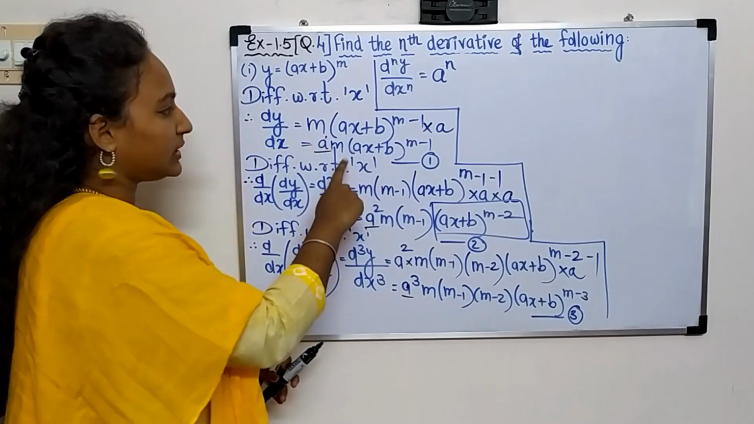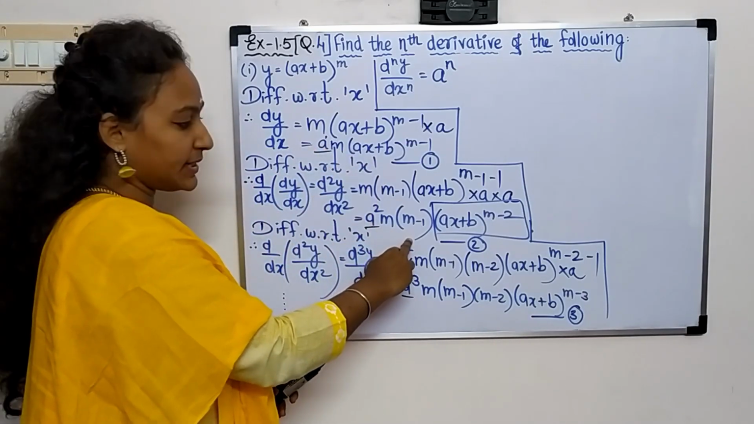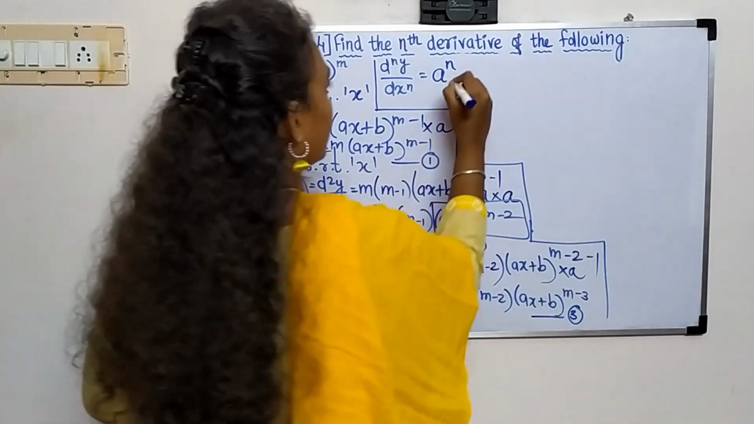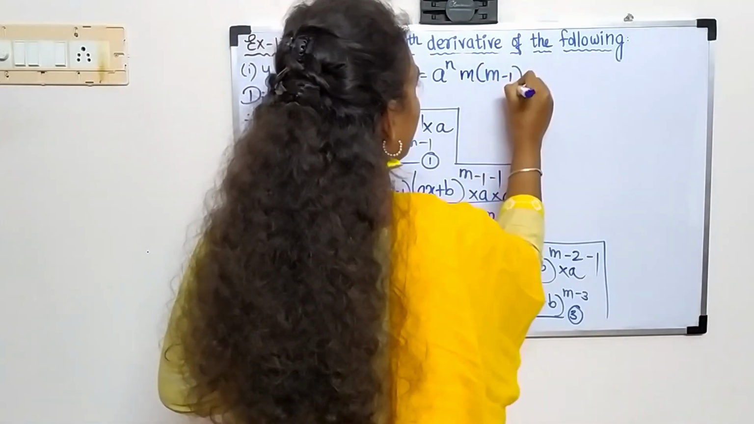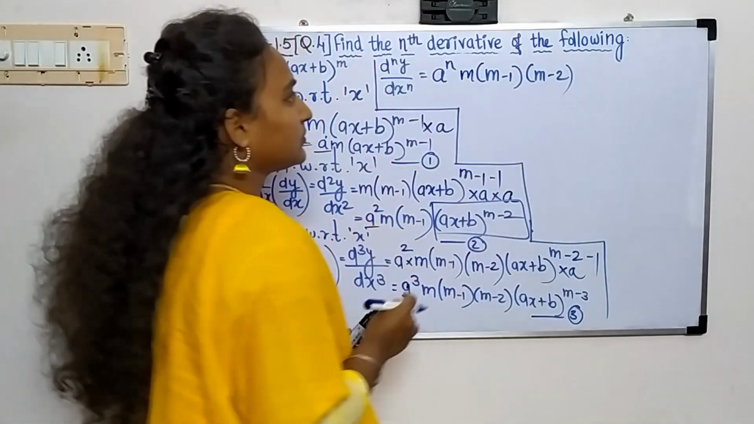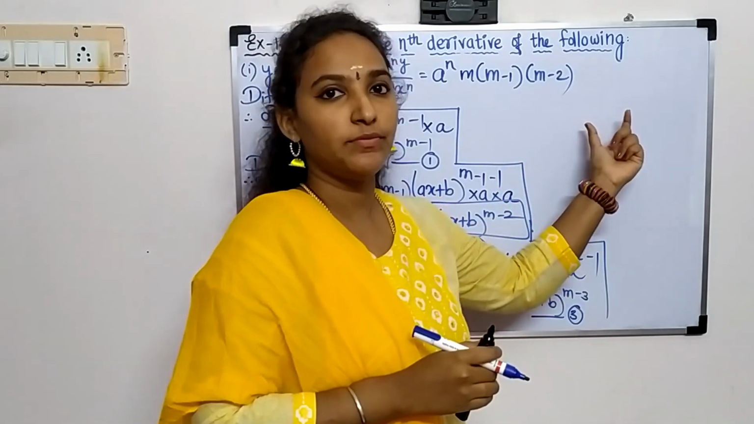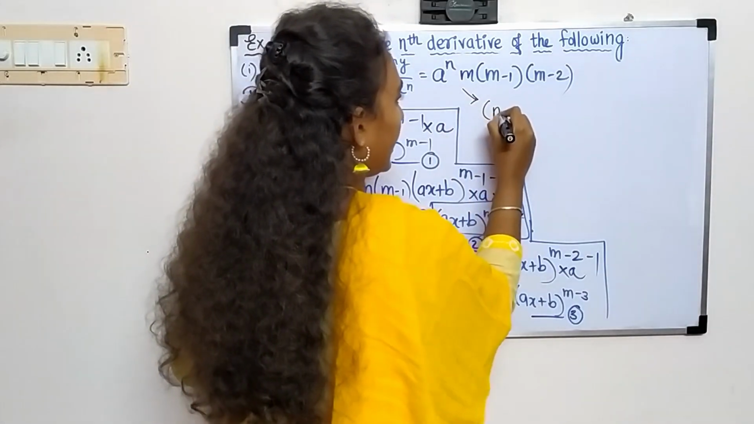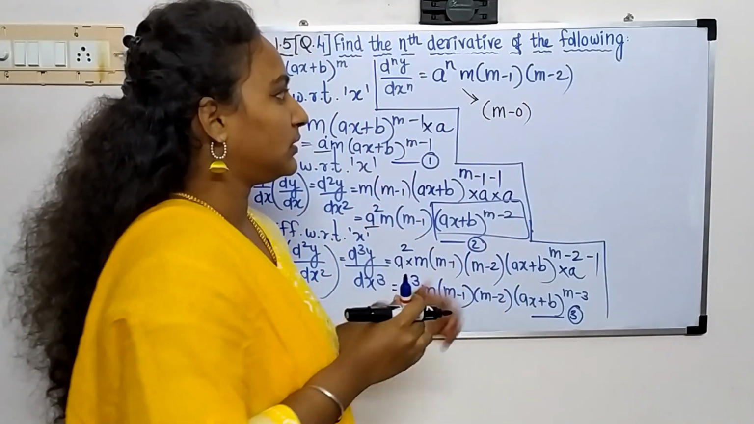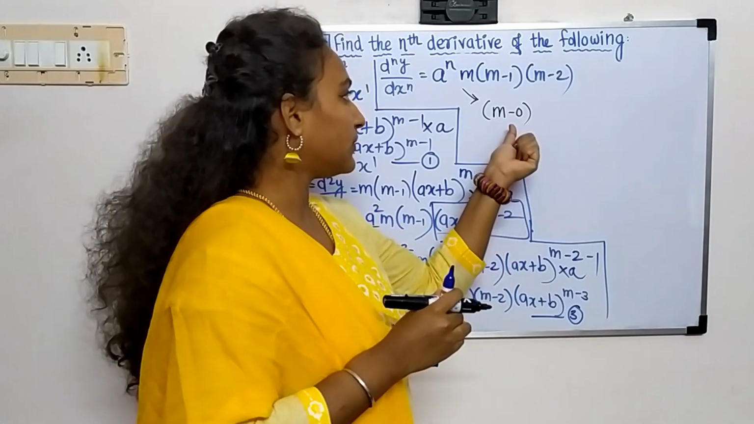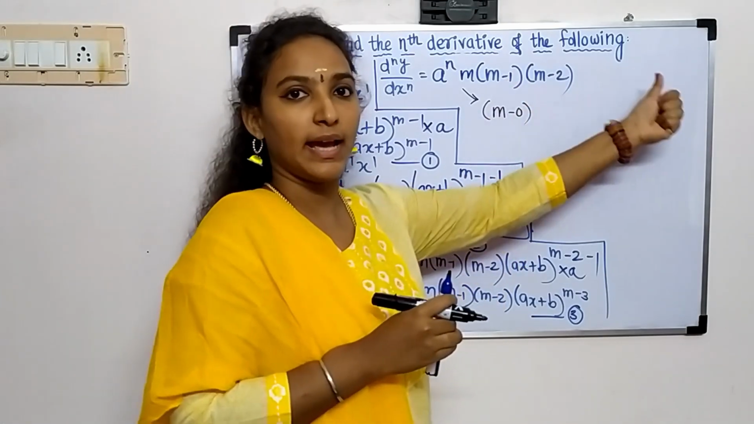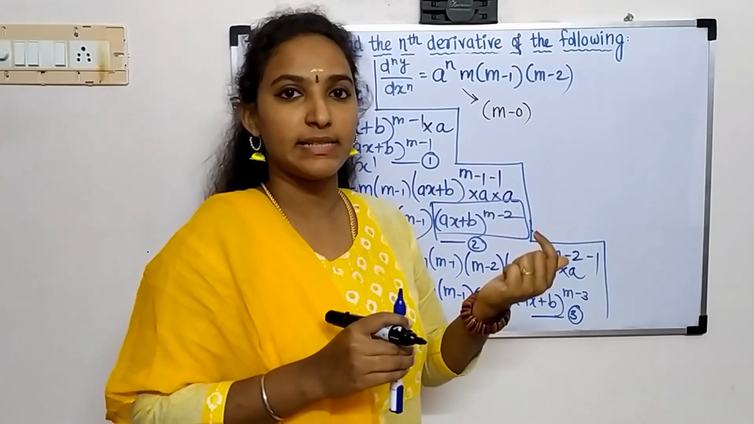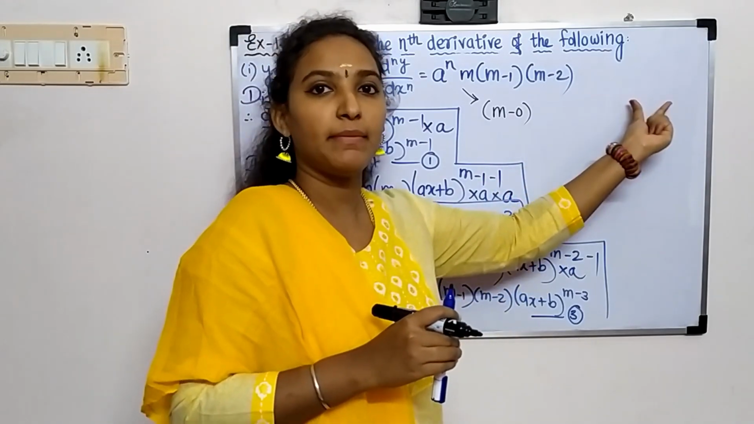Now come to the m. This is m. Then we have m into m minus 1. Then m into m minus 1, m minus 2. Let us write that first. So this is m, m minus 1, m minus 2. Now we have to find what will come for the nth derivative. See, this m can be written as m minus 0. Here it is starting from 0. This is 0, 1, 2, 3 and so on. So we cannot write up to n. It will be one number less than n. That is, we are going to write n minus 1.